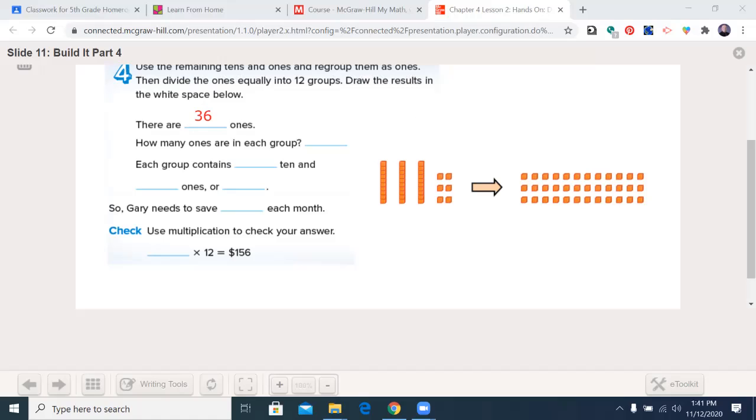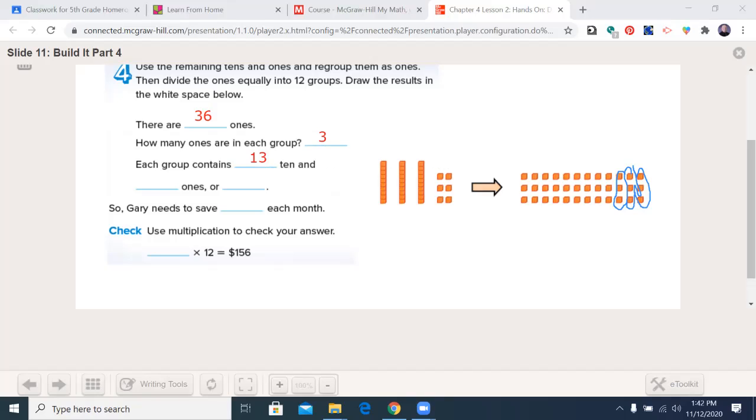1, 2, 3, 4, 5, 6, 7, 8, 9, 10, 11, 12. And you'll notice that each one of these is a group. And I could keep circling all the way across. I won't, for the sake of your eyes. So how many ones were in each of these groups? 1, 2, 3. So each group contained 1 ten and 3 ones.